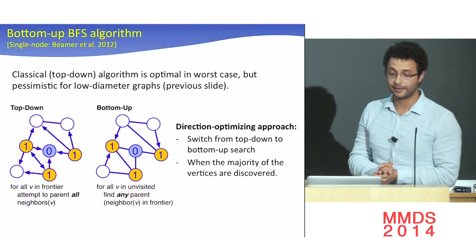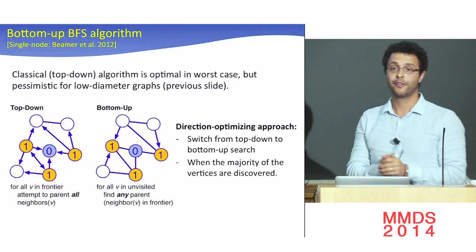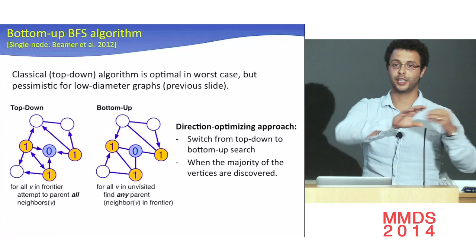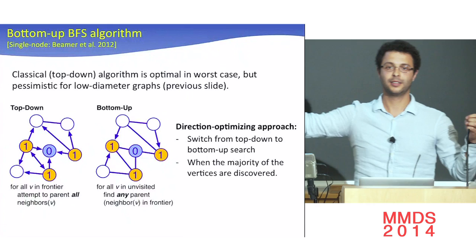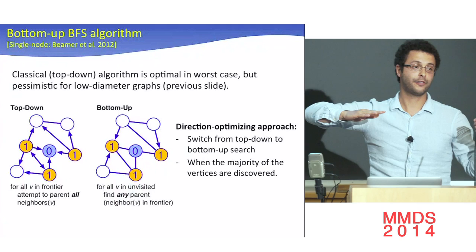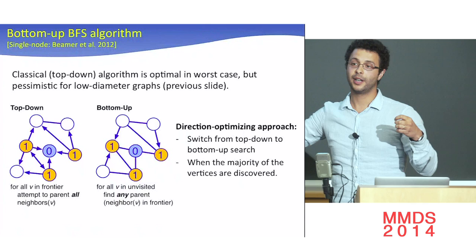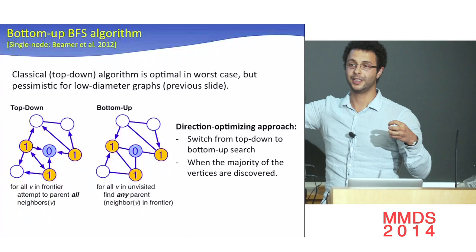Again, I'm advertising Scott's work, actually, here. You switch from going what's called a top-down breadth-first search, which really starts from the source and explores the whole graph, to something called a bottom-up search, meaning that you now choose all the vertices that haven't been claimed, that are not being touched by the breadth-first search, and you try to find back edges to the set of vertices that are in the frontier. And the benefit of this is as soon as you find a valid edge to the frontier, you can break the loop and say, hey, I found someone. I don't need to examine any other edge.